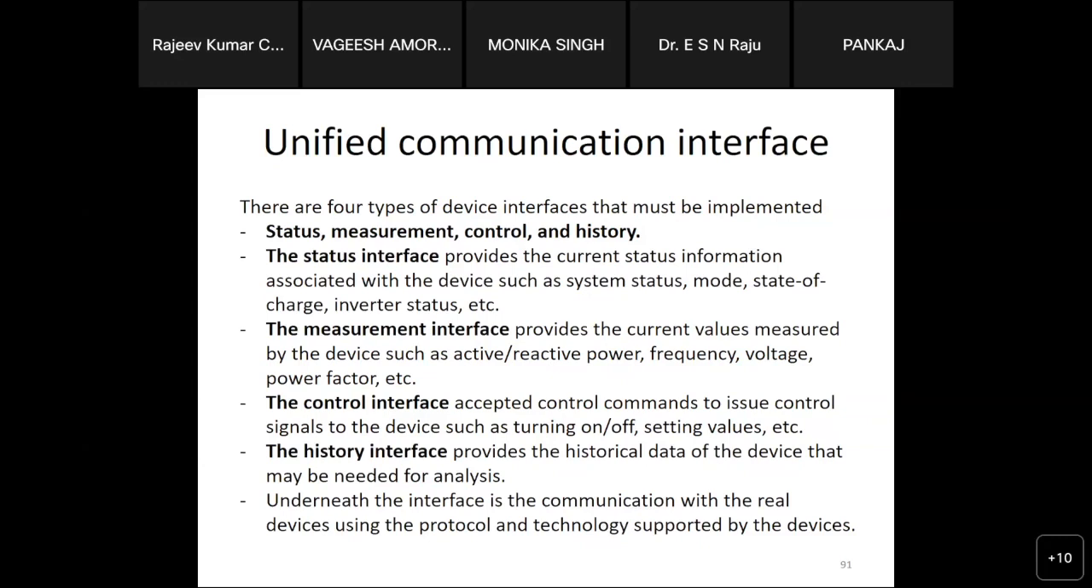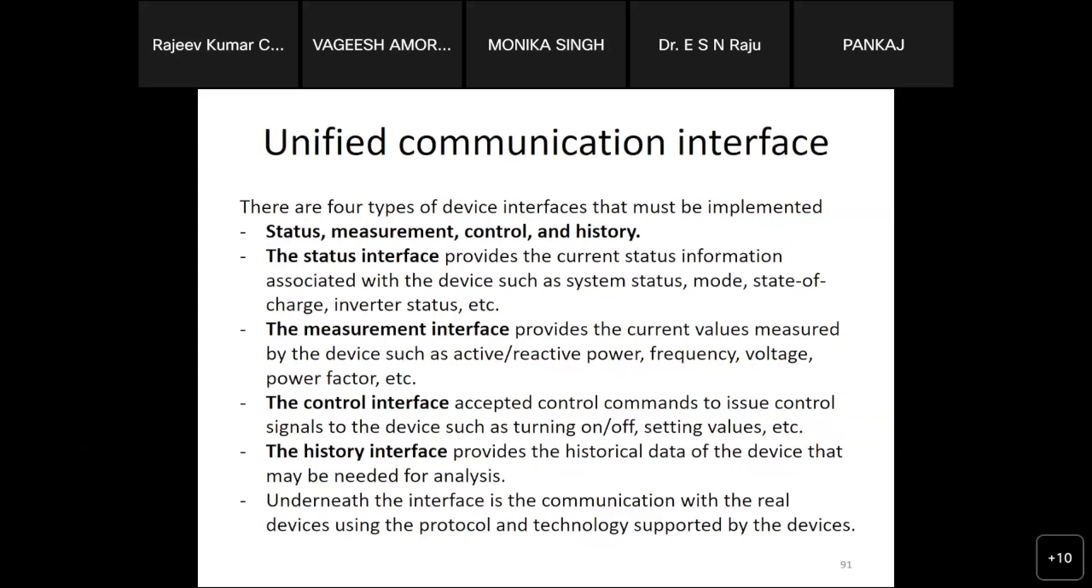It mainly provides the historical data of the particular device. When we see the weather forecasting device, it usually provides the historical data, and we need to interface with the history interface. So as we can see, we have the different interfaces like the status interface, measurement interface, control interface, as well as the history interface.